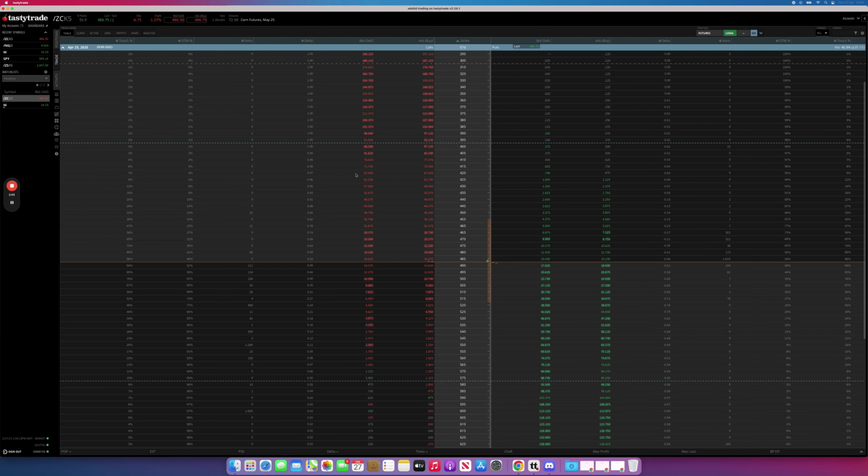So we're going to open that up, and now we are presented with the options chain. Here, very quickly, we have calls on the left, puts on the right. This horizontal orange line shows us where the price of the underlying is with respect to the strikes. We have our dotted blue lines that show us our standard deviation levels.